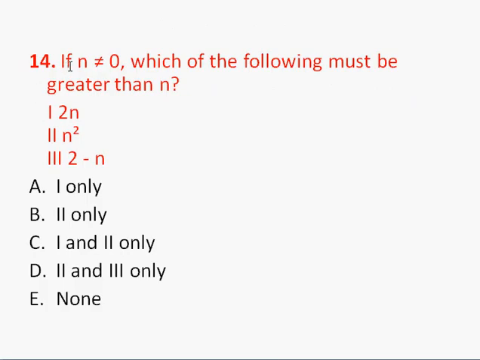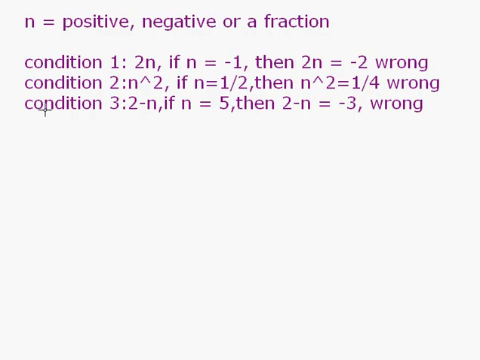So the question was, if n is not equal to 0, which of the following must be greater than n? 2n, n square, 2 minus n. First one, no. Neither of the equations is satisfied. All were wrong. So the answer will be E, none. Because if we consider n as minus 1, then 2n would have been minus 2. Since minus 2 is less than minus 1, 2n is less than n, so this condition is wrong.